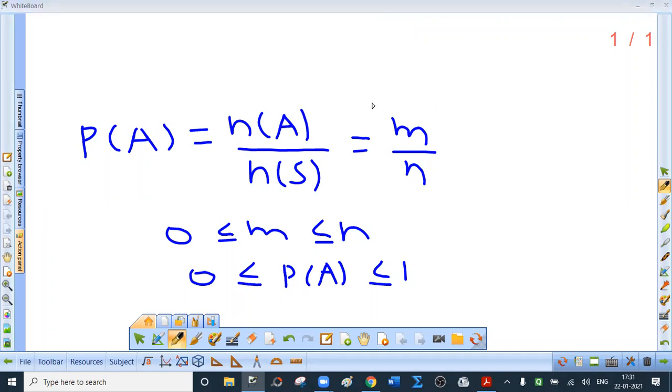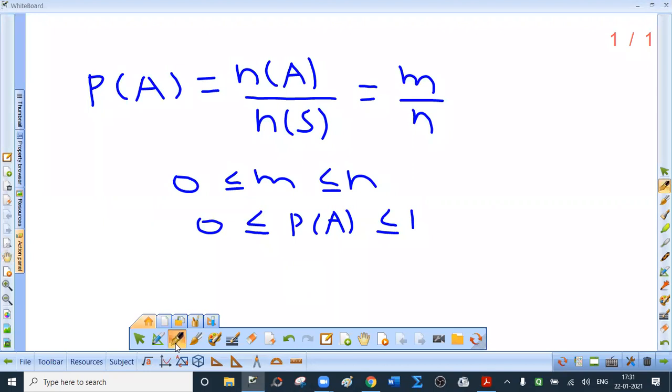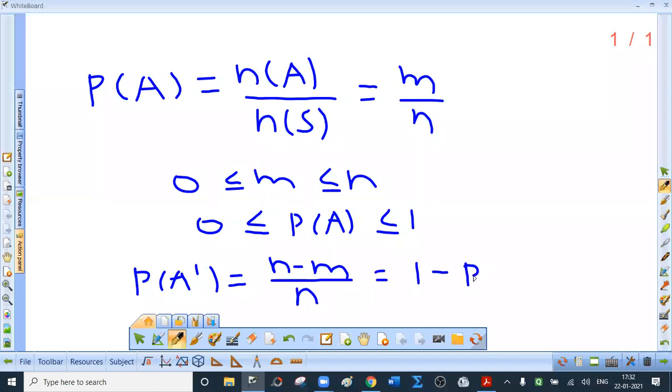Now the probability of the complement of the event. In that case there will be how many? n minus m sample points. So P of A dash: out of n, m are in favor of A, so the remaining n minus m will be in favor of A dash. Now split the numerator. So that is 1 minus m upon n, and that is P of A. So the probability of the complement of an event is 1 minus the probability of the original event.